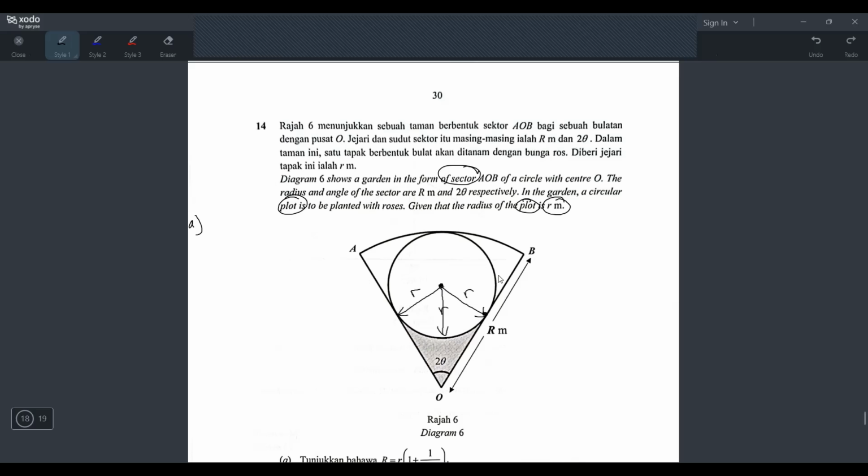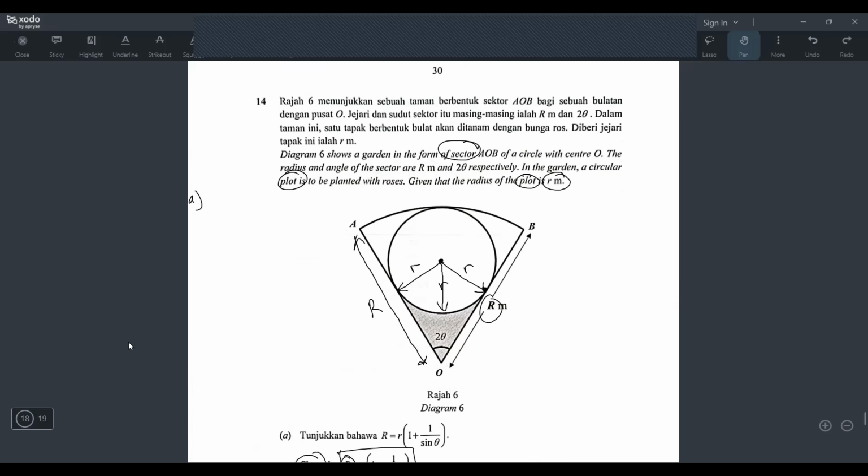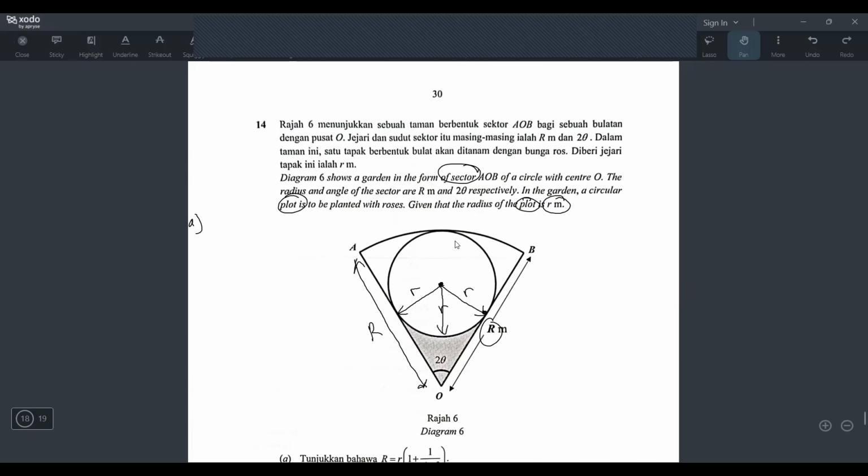So how do I find my big R? Okay, because they want me to show that the big R, right? So I'm finding the big R now, not the small r. So if O to B is big R, what about O to A? It is also the big R, right? But if you want to find the big R, it's very difficult actually, because you want your big R answer to be in terms of the small r, right? So if you use O to A and O to B, you can't find it. You cannot find your big R using the side here, because it's very hard to get your answer in terms of small r. I think you have to go from here to here.